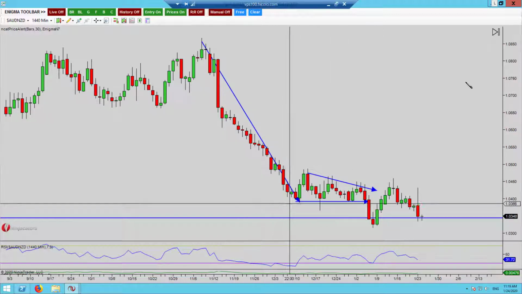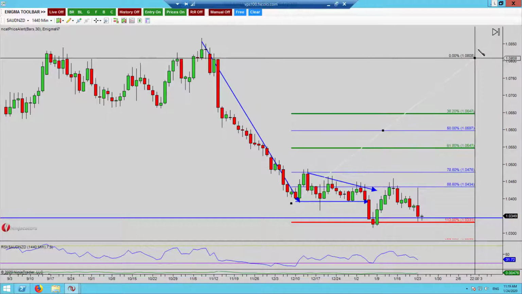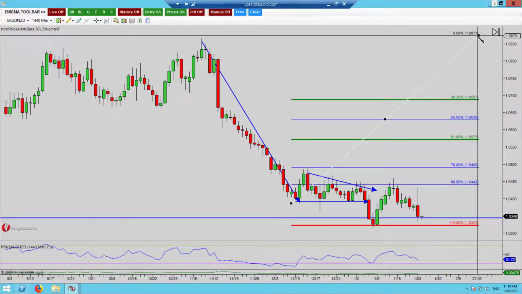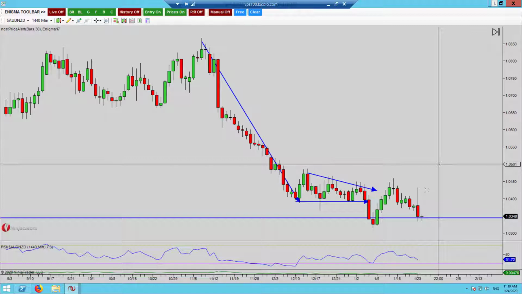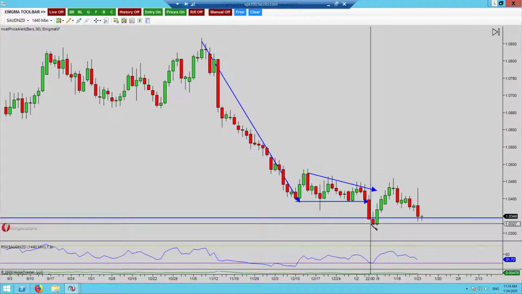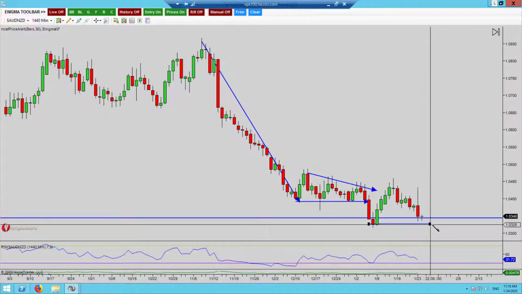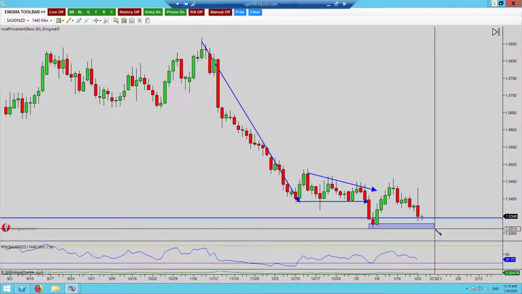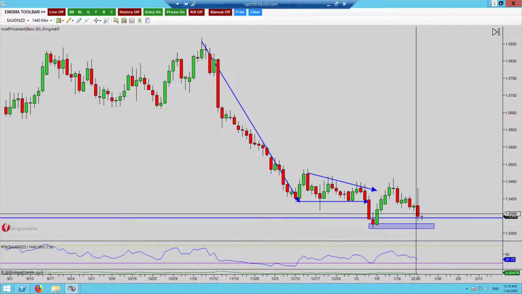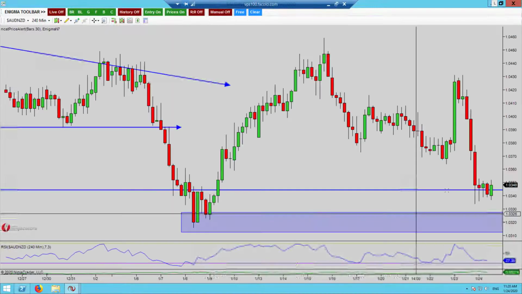If it is valid for you, you're going to be looking for that 127, and as you can see, that 127 fib has not been hit. Secondly, the next structure level to be tested is this here, and we have not come down to test it, so there is room for this market to come lower based on the daily time frame.